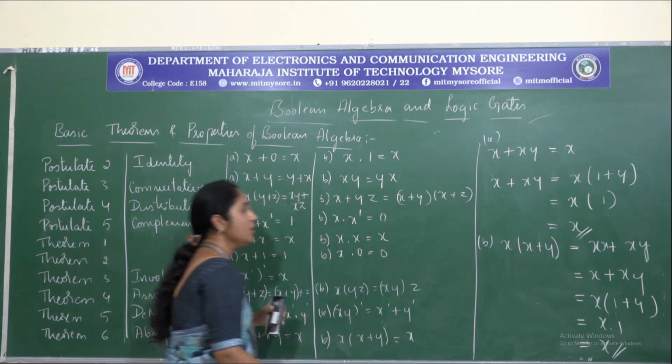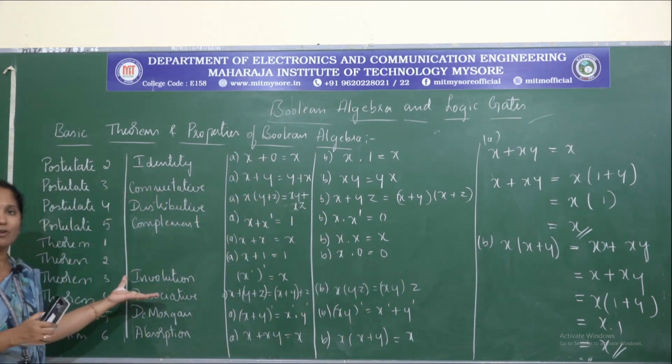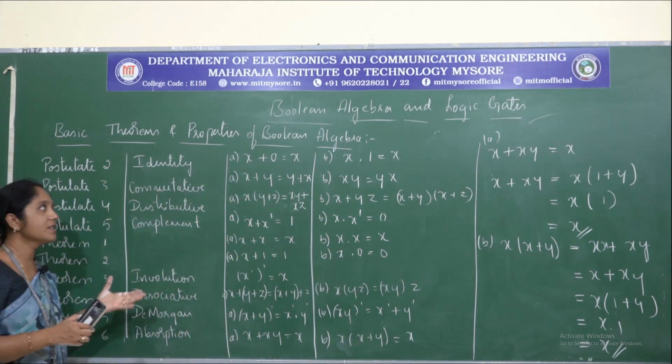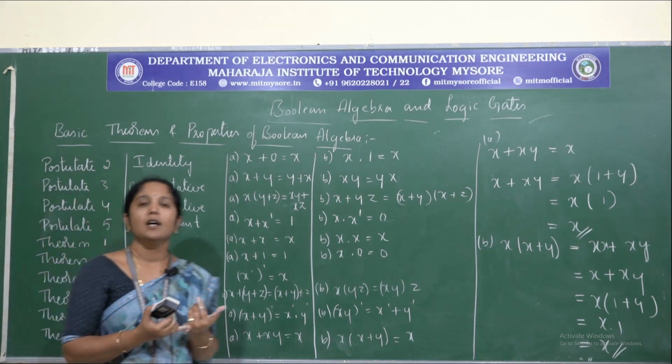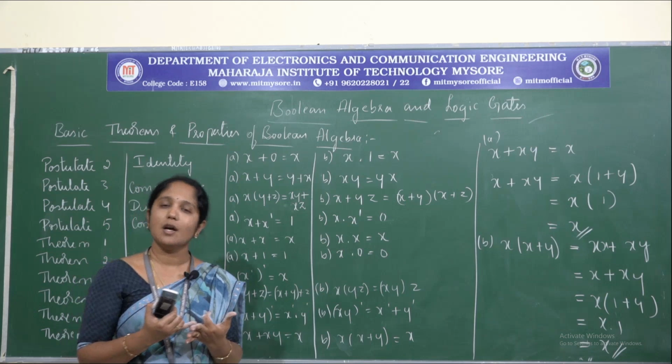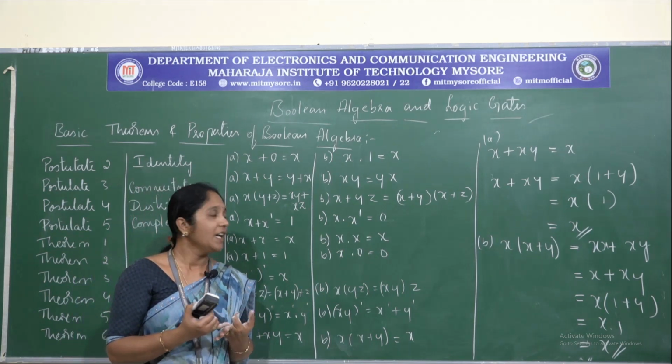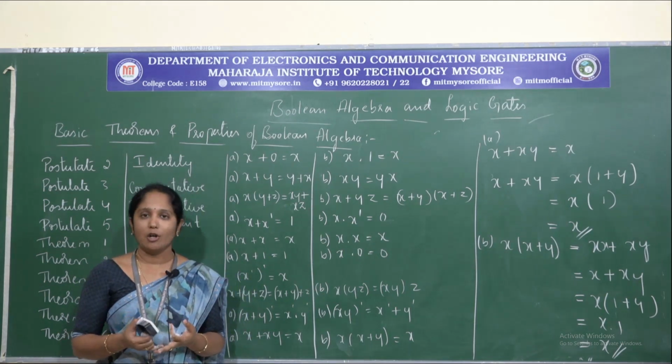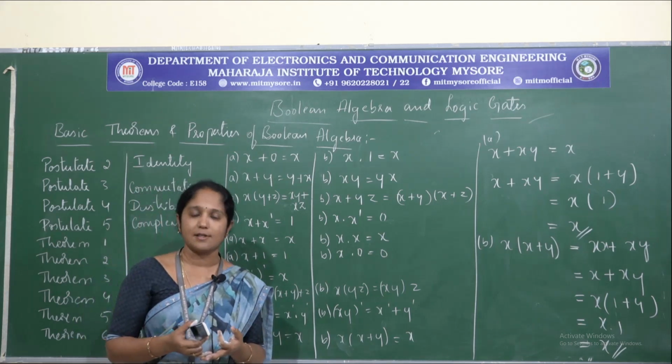So these are the proofs for the theorems that we use in Boolean algebra. This is about Boolean algebra, the postulates we have in Boolean algebra, and the theorems we use in Boolean algebra. In the next class we will be learning about logic gates and different logic operations. Thank you.